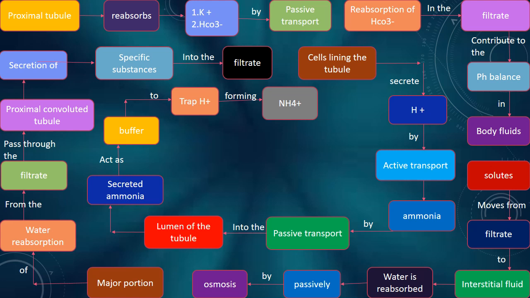Secretion of specific substances into the filtrate. Cells lining the tubule secrete H+ by active transport, and ammonia by passive transport into the lumen of the tubule. The secreted ammonia acts as a buffer to trap H+ as NH4+.